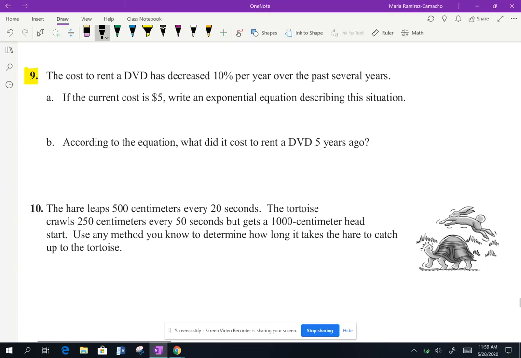Problem number 9 says the cost to rent a DVD has decreased 10% per year over the past several years. If the current cost is $5, write an exponential equation describing this situation.